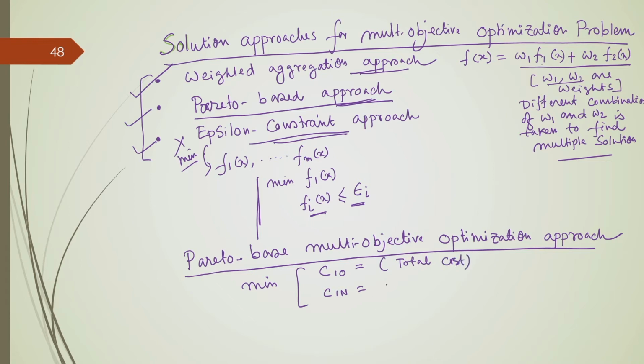Another is related to total interruption cost, which is related to reliability. By minimizing that, we can get a solution which would be a reliable solution. Okay. And both the objectives we simultaneously optimize under the constraints.